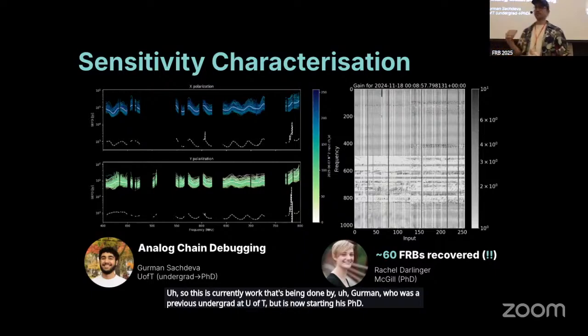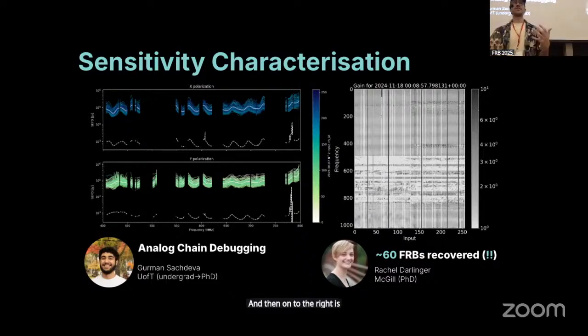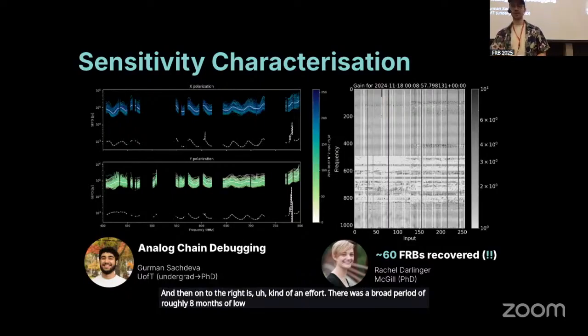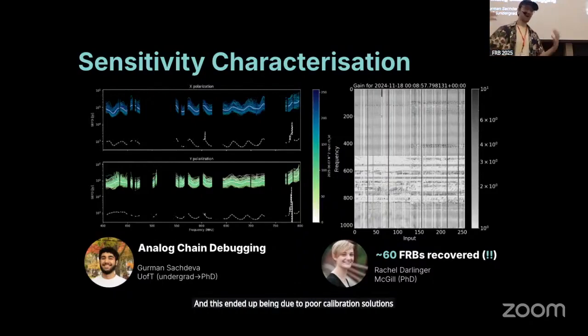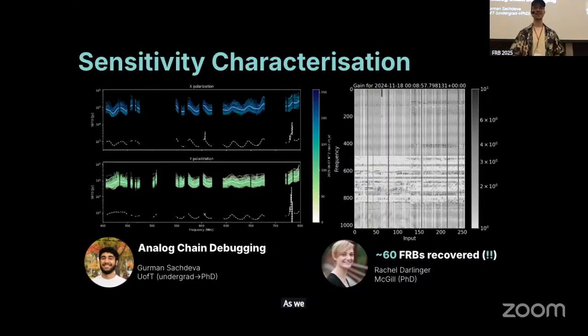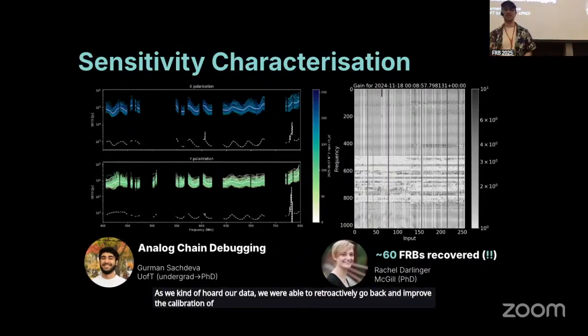And then on the right is another effort. There was a broad period of roughly 8 months of low sensitivity at Greenbank. This ended up being due to poor calibration solutions, but having saved visibilities over the course, as we hoard our data, we were able to retroactively go back and improve the calibration. This effort is being led by Rachel, and we should be able to recover on the order of 60 FRBs on the GBO baseline.